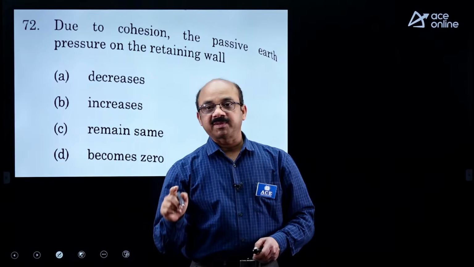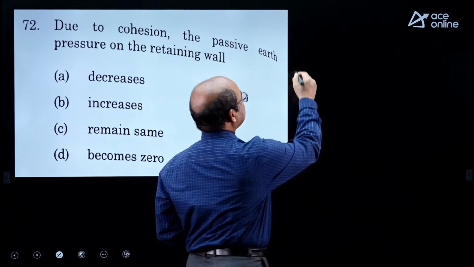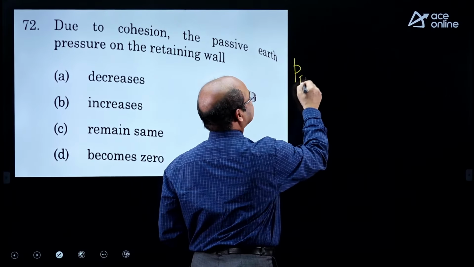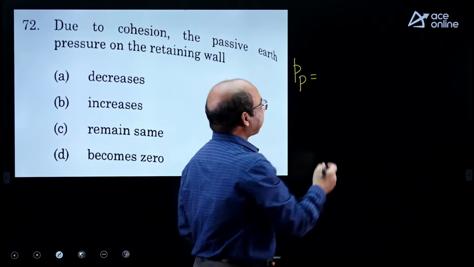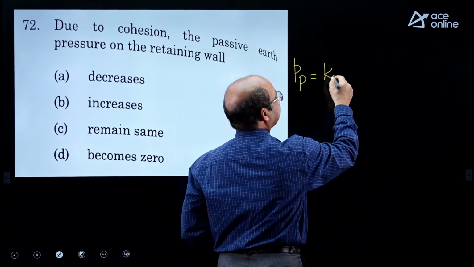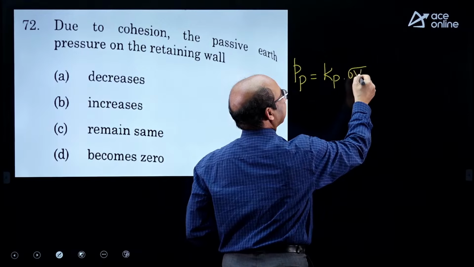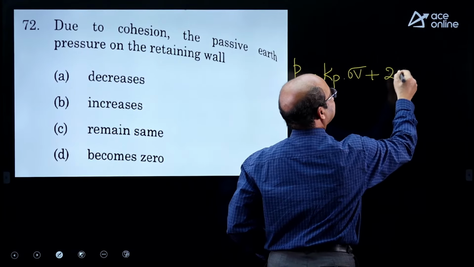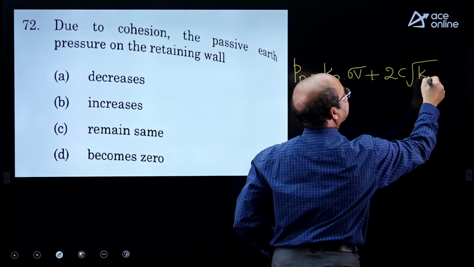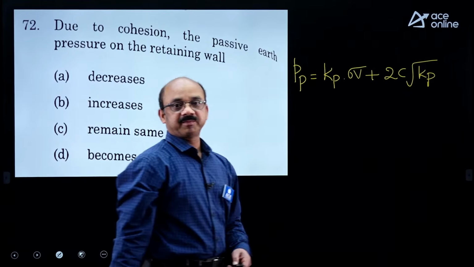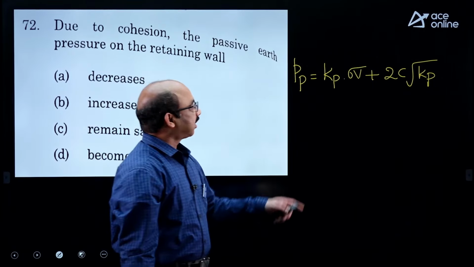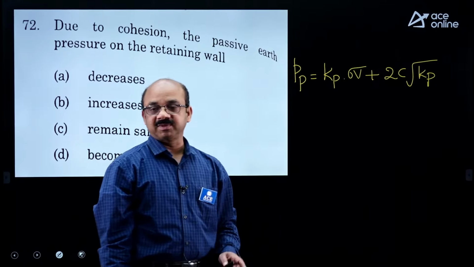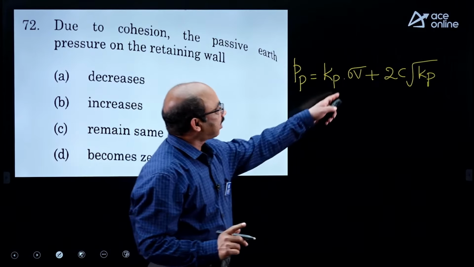If you write the equation for the passive pressure, the formula is Kp sigma V plus 2c into square root of Kp with the usual notations. In the case of active case, we come across here minus symbol. This being a passive case, we get a positive sign.